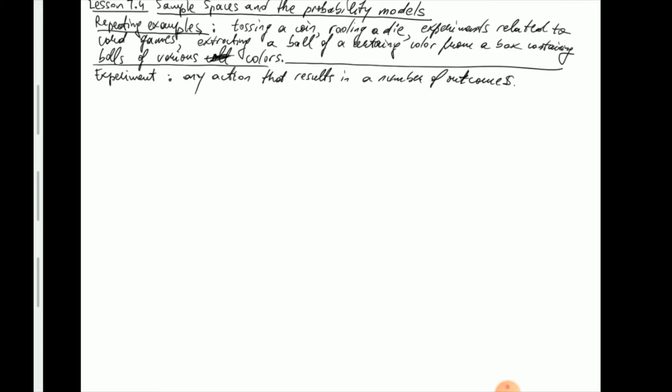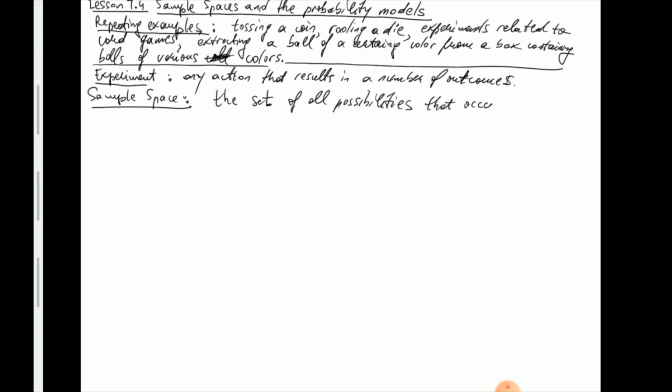So we have the experiment, and then what we call a sample space is the set. And remember, we talked about the notion of a mathematical set in the previous sections. So the set of all possibilities that occur as a result of an experiment.